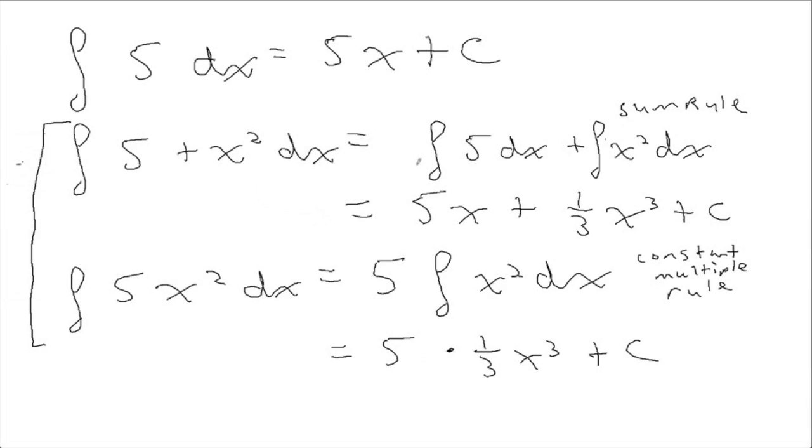So this is something important to have in your notes here. These two examples I think are very important to have in your notes. This sum rule and this constant multiple rule. There's two different types of problems, and it's important not to get them confused with each other.